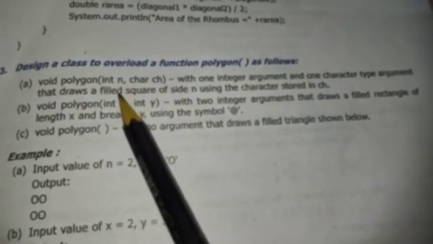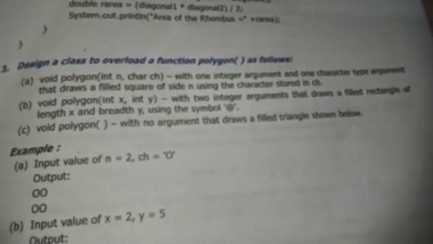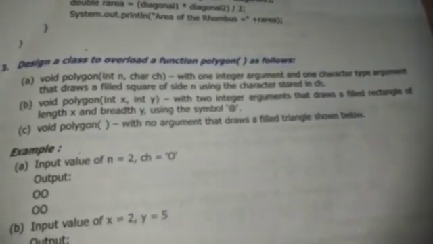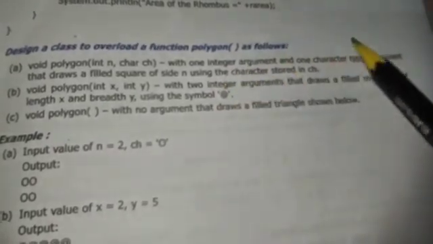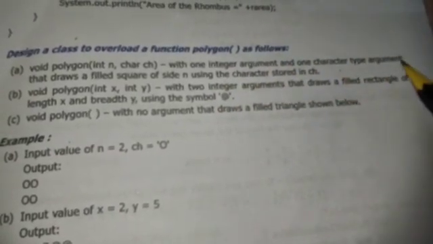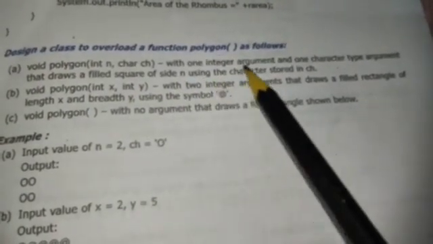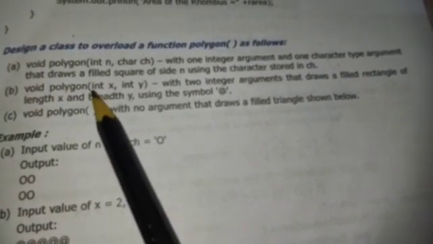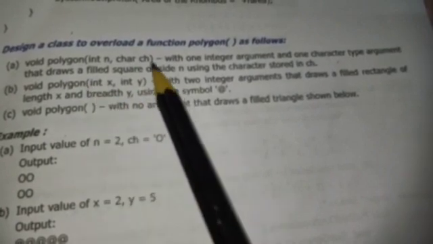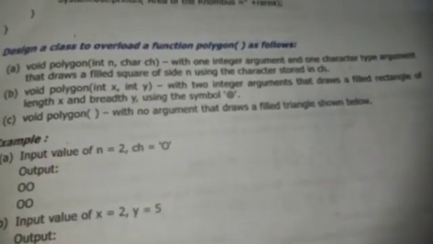We have taken two variables, n and character ch, and it is also explained here that one is an integer argument and one is a character argument. It is used to draw a filled square of side n using a character stored in ch. The second method we need to use is void polygon where we have two parameters, both integers, x and y. The third one is polygon with no parameter, so this is an empty method.